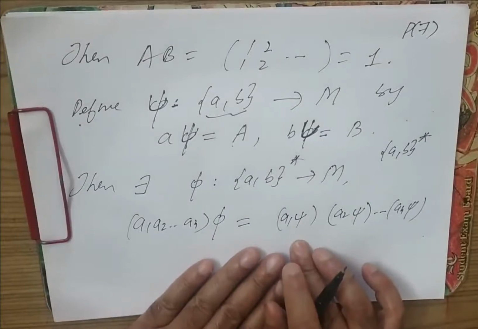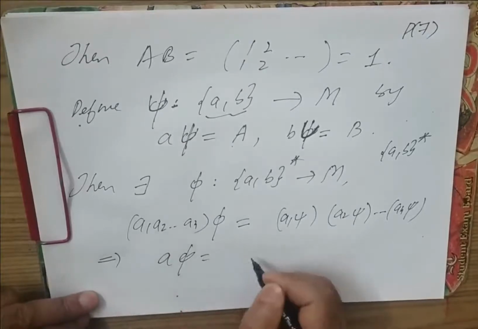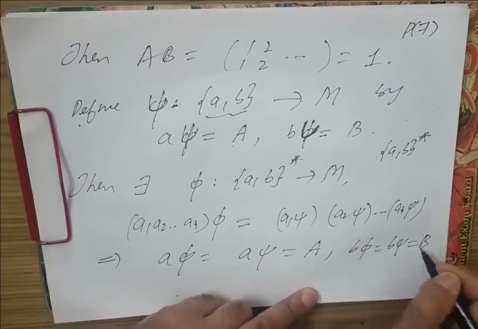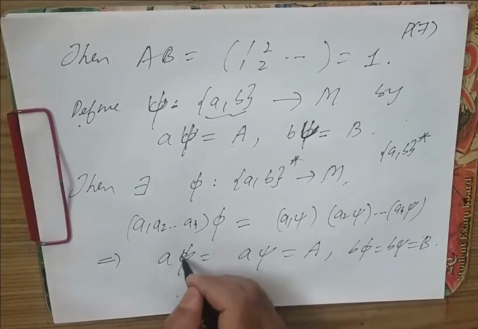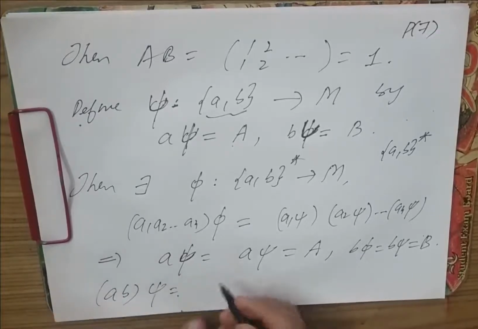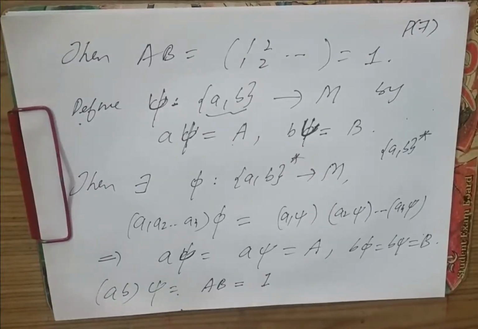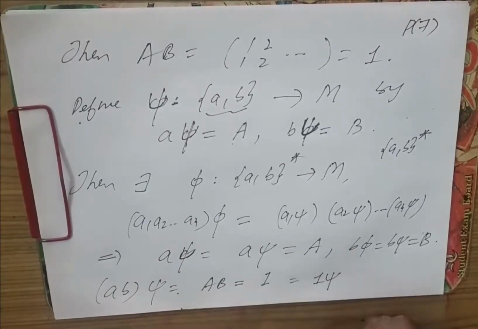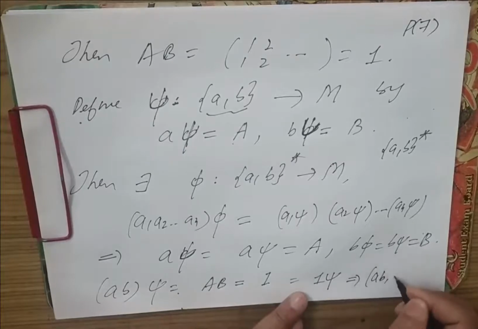These Ai are either A or B. So in particular, what's A phi? That's A psi, which is equal to A. And B phi is equal to B psi, which is equal to B. So A phi, A psi is equal to A, B psi is equal to B. Now what will be psi of AB? Then it's equal to capital A capital B, which is equal to 1. Psi of AB is equal to 1. So that's equal to psi of 1, actually 1 psi, which implies AB comma 1.